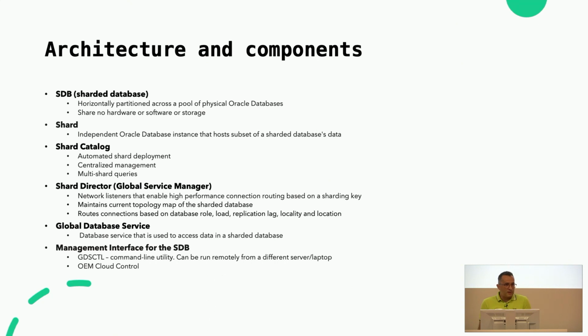So how do we manage that? We manage in two ways. One is using the command utility called GDSCTL, which we can deploy externally on our laptop or on our server. It doesn't have to be part of the sharded database, but of course it has to access the catalog network. The other way is via the Oracle Enterprise Manager Cloud Control.